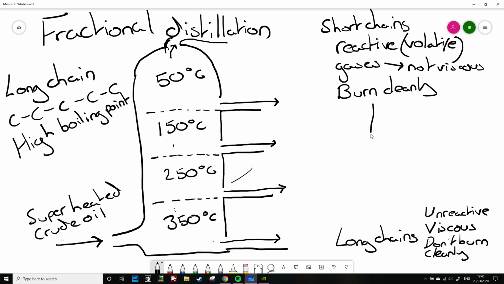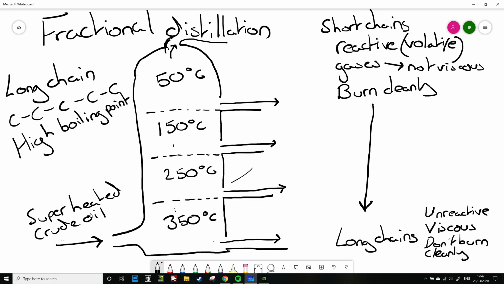And this is a scale. As you go further down, you get less reactive, more viscous, and you get more of a dirty flame as they burn. So that, in short, is fractional distillation. It is a method by which we separate our crude oil. Crude oil comes from the ground, it comes from under the ocean, we drill it up, and then we separate it out into the useful things that we need.